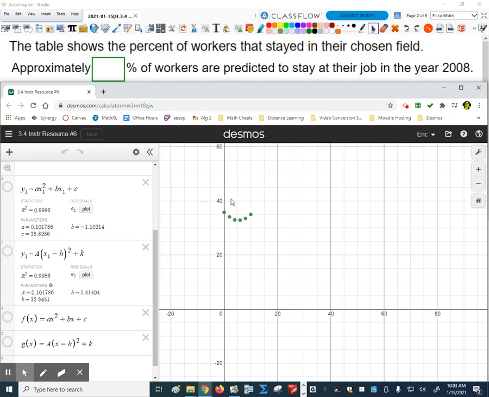So now the next step is, if I want to graph one of these, there's the first regression we did, there's the second regression we did. Well, look, they line up. Of course they would. They're the same parabola. Okay, the next question then is, how could we use this to predict the percentage of workers who are predicted to stay at their job in the year 2008? So that's 18 years after 1990, right? So what would I do? Anybody want to chip in here and tell me what to do?